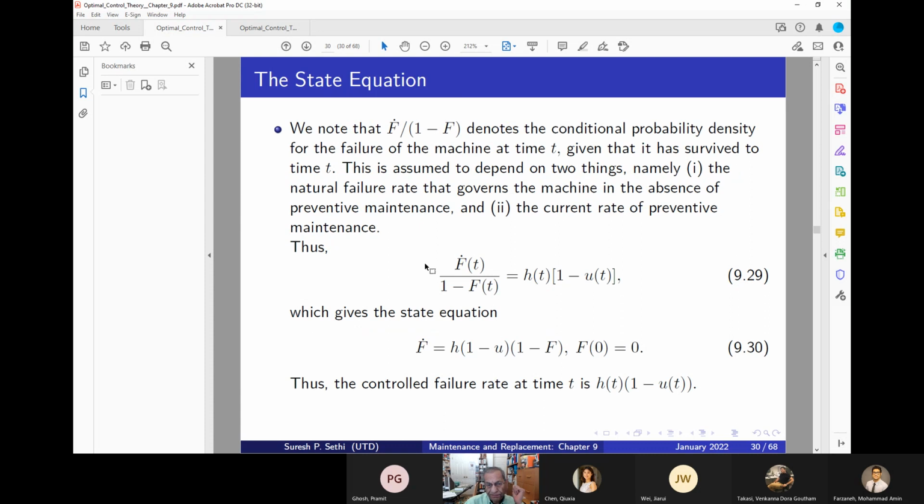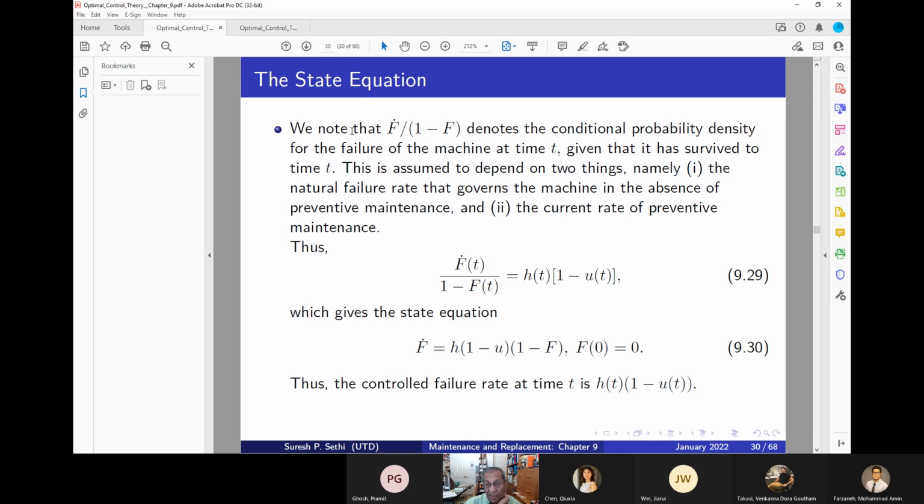Here comes the seminal contribution of Kamien and Schwartz. In reliability theory, the hazard rate is given by this formula. So H, which is the hazard rate, is equal to this formula. That is the definition. This is the density, and this is the cumulative distribution. So you take the derivative of the cumulative distribution, you get a density. But you divide by 1 minus F, so you get a conditional density.